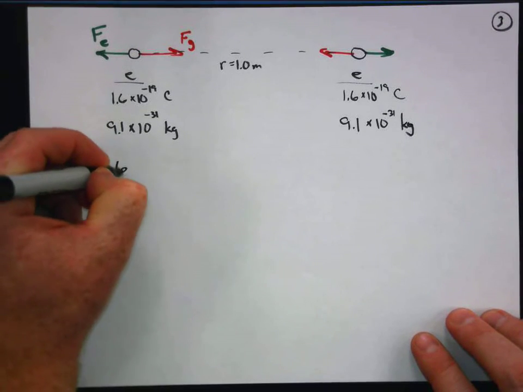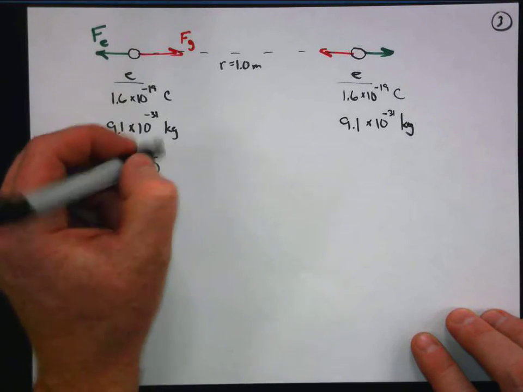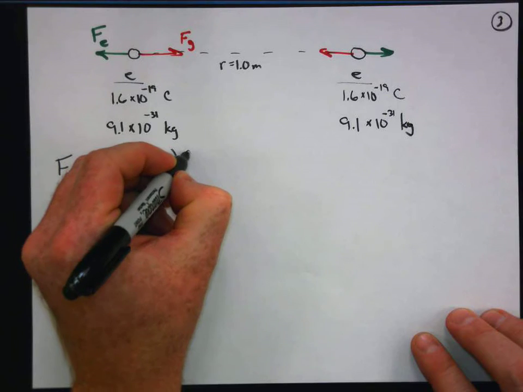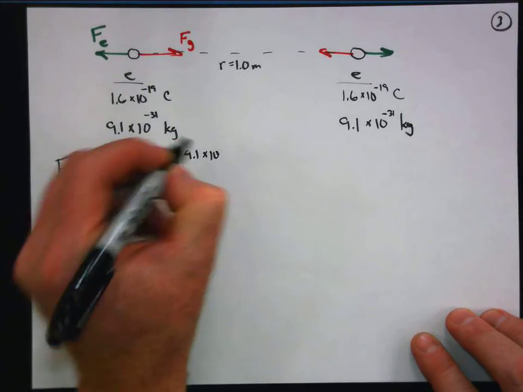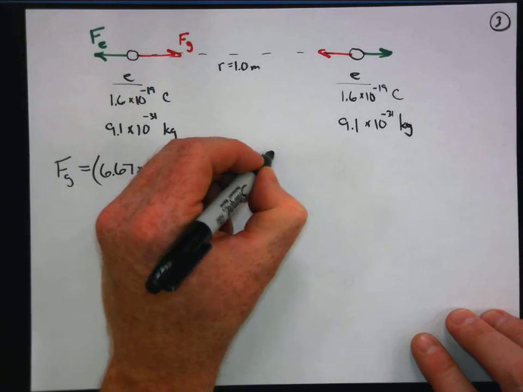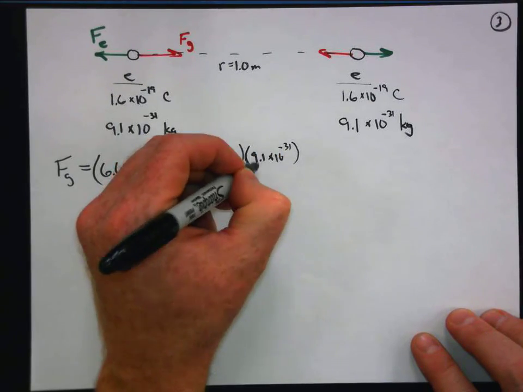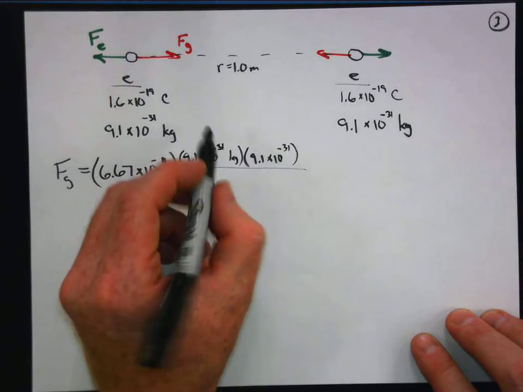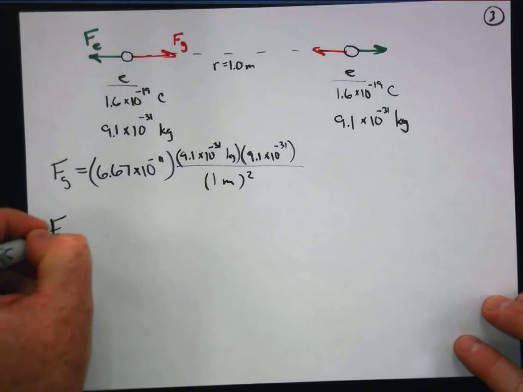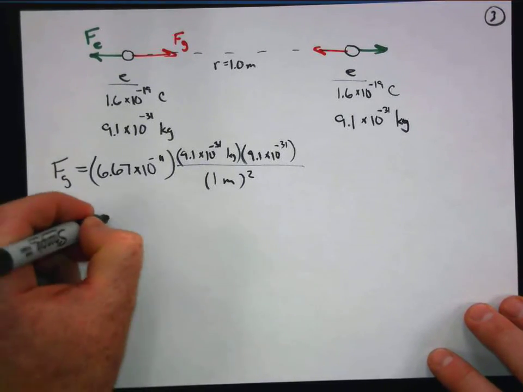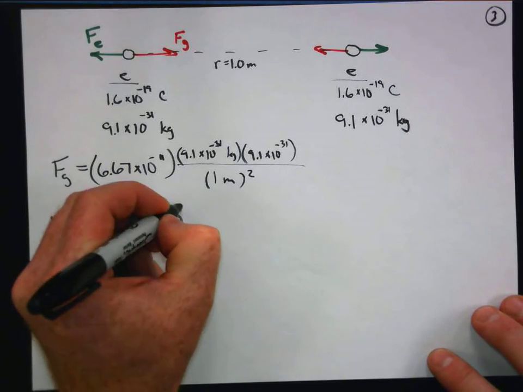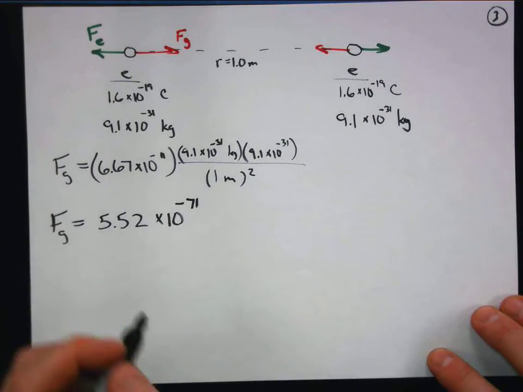So 6.67 times 10 to the negative 11. I'm going to forgo units to speed this up a little bit. The masses, I have 9.1 times 10 to the negative 31 kilograms, and I have also 9.1 times 10 to the negative 31 kilograms. There, those are the masses. And they are separated by 1 meter, squared. So this force, when I get up my handy dandy calculator, turns out to be 5.52, round numbers, times 10 to the negative, you ready for this? 71 newtons.